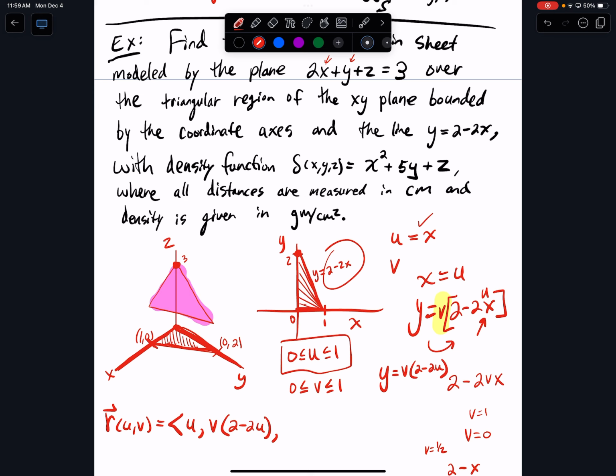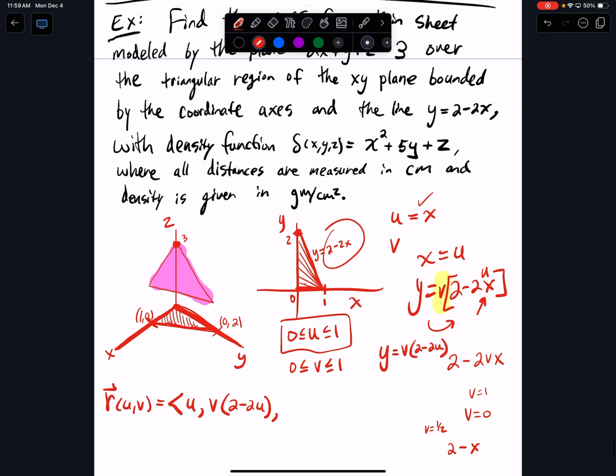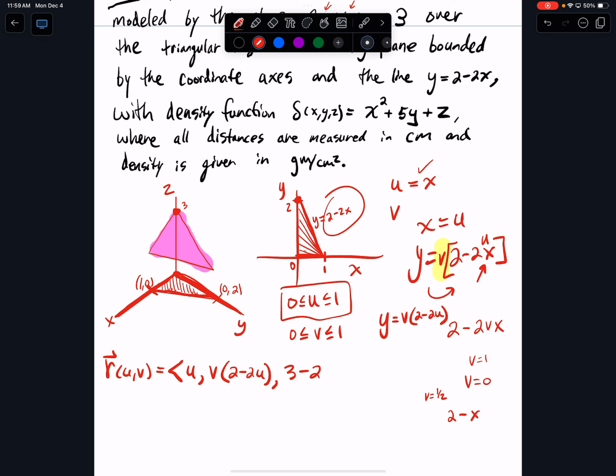Okay? And what is x? That's u, and y is v times 2 minus 2u, right? Okay. So z is 3 minus 2u minus 2v plus 2uv.